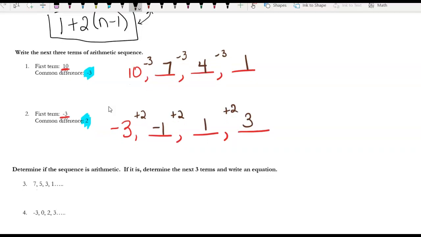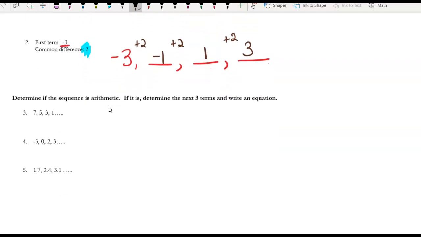All right, for 3, 4, and 5, we have to see if it's arithmetic, which means it has to stay a pattern. So I'd like you to look at those problems and see if you recognize a pattern. And if you recognize a pattern that's adding or subtracting, then say yes. Once you think you have it, go ahead and press play so you can check.